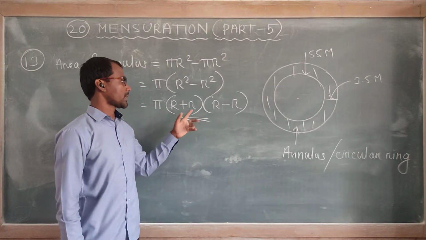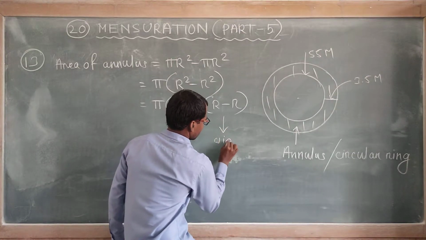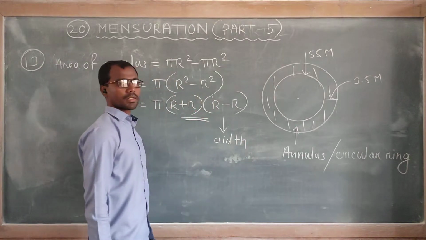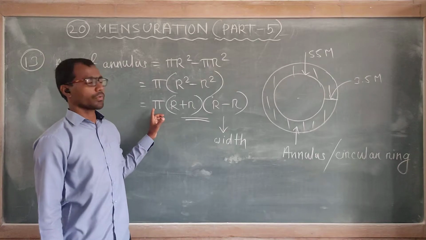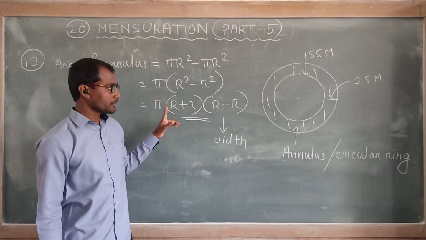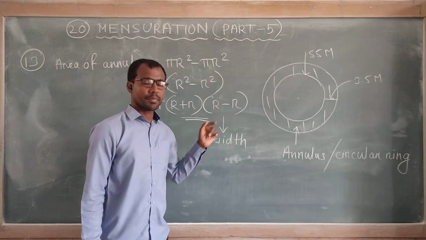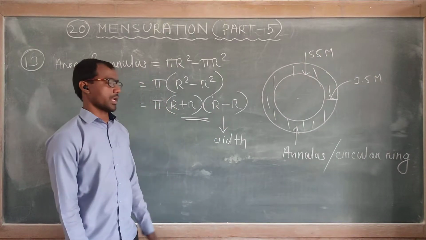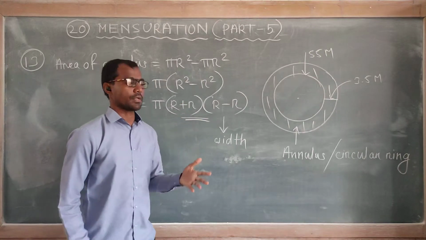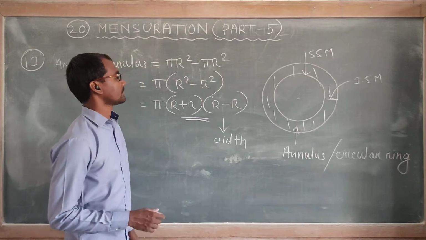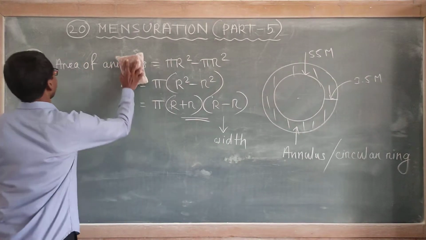Pi (R plus r) into (R minus r), and this R minus r is width. Remember this. This R minus r is called width. Pi value we have, 22/7, but we don't have R plus r. Individually we don't have capital R and small r. We have to find them. And remember this formula. This is for annulus.